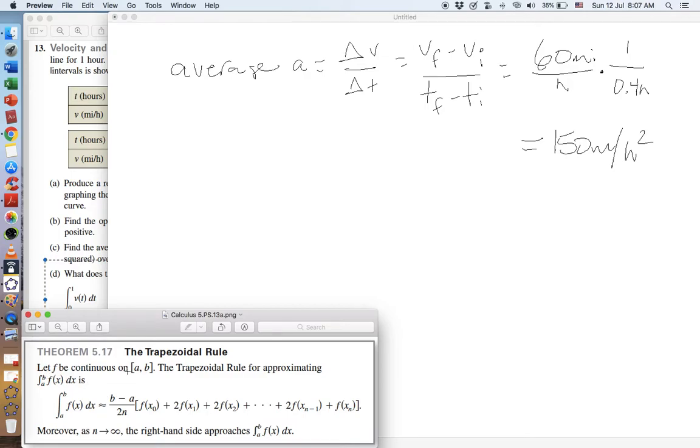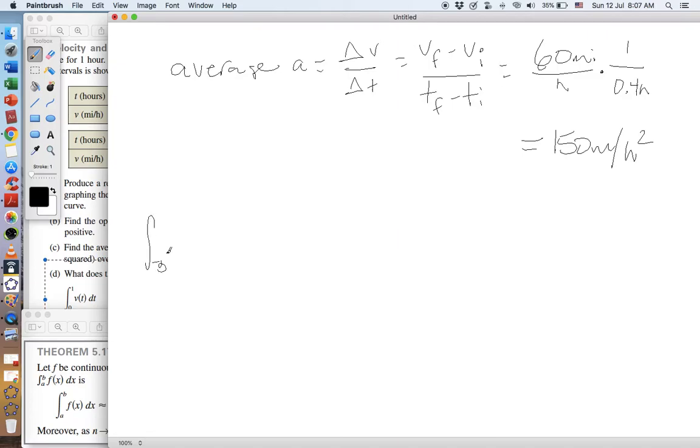Let f be continuous on the interval [a, b]. The trapezoidal rule for approximating the integral from a to b of f of x dx is approximately (b minus a) over 2n. n is the number of intervals. And so it said we're using 5 intervals. And so the trapezoidal rule ends up looking like this here.